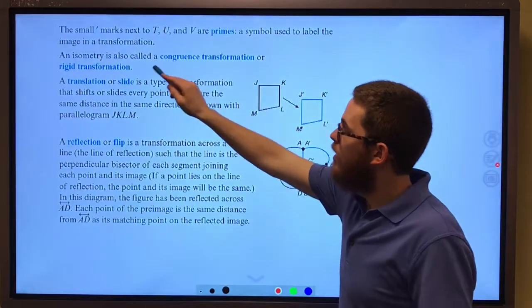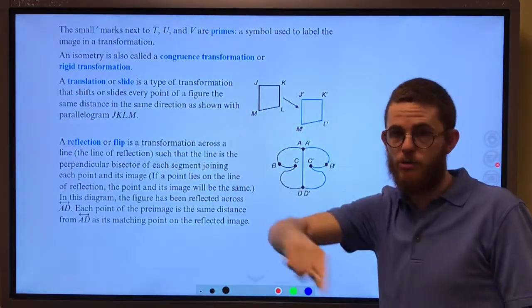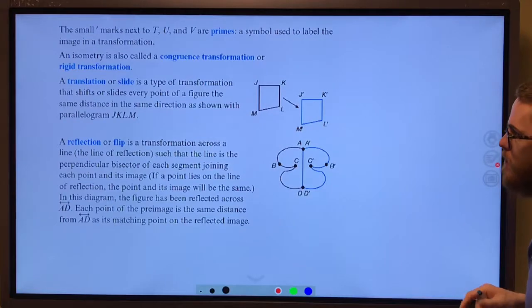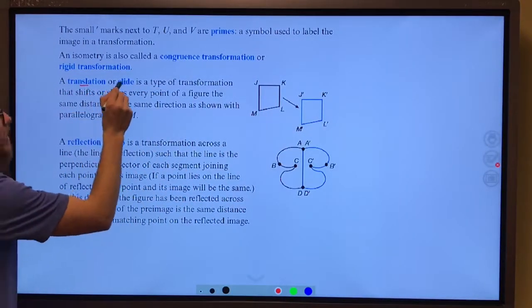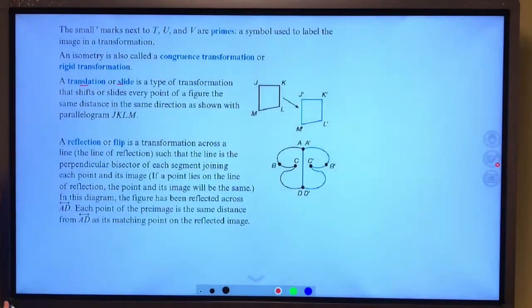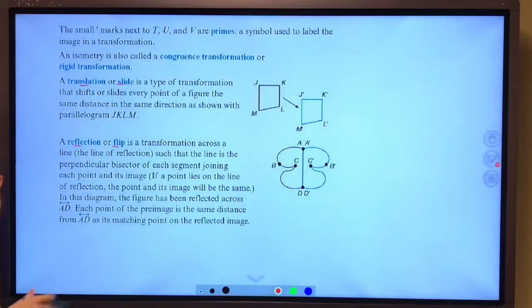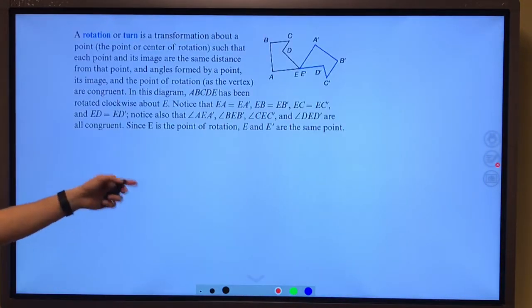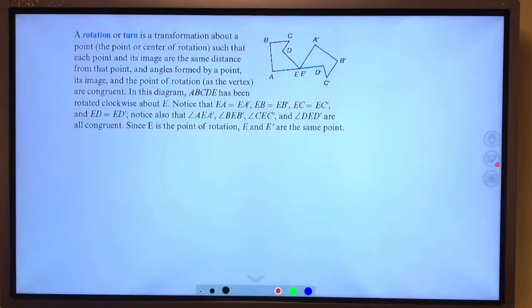Once again, an isometry is a congruence transformation or a rigid transformation. We're going to hear those words a lot. Those words are pretty important. So a translation is a slide. We're just sliding it around. A reflection is a flip. And we can see some examples of these over here. And finally, a rotation is a turn. We know what a rotation is.